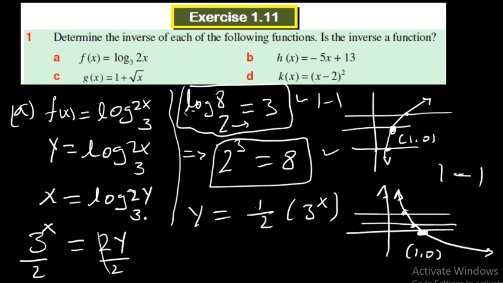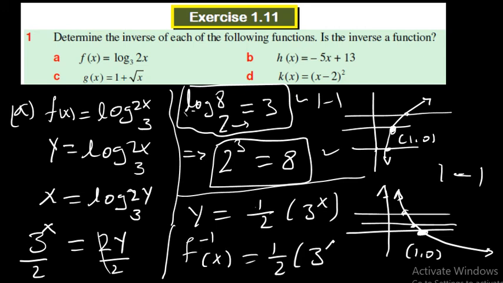But the exponent x is only for 3. So this y, don't be confused, this y means the inverse. That's what we are solving. f inverse of x will be 1 over 2 times 3 to the power of x. We are done here. So the first thing we did, we checked whether it is 1 to 1 or not. Yes, it is, because it's a logarithmic function with base greater than 1. So once we know it is 1 to 1, we just go on to find the inverse. The process is the same as the examples that we did before. Okay.